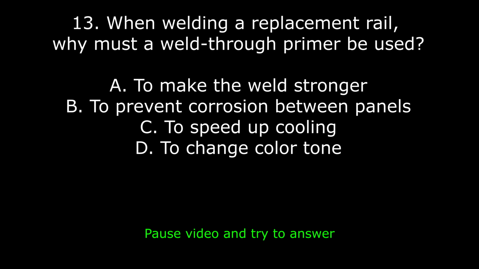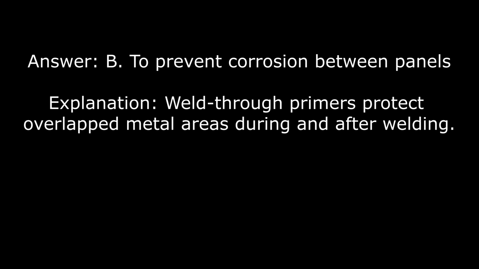13. When welding a replacement rail, why must a weld-through primer be used? A. To make the weld stronger. B. To prevent corrosion between panels. C. To speed up cooling. D. To change color tone. Answer: B. To prevent corrosion between panels. Explanation: weld-through primers protect overlapped metal areas during and after welding.